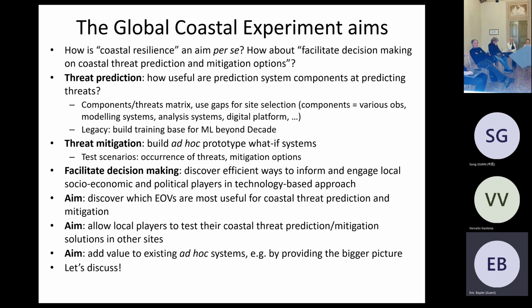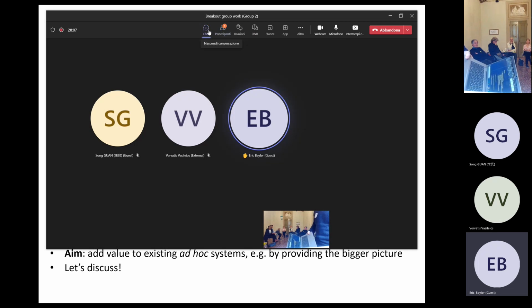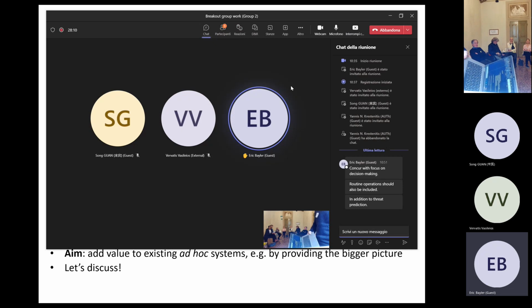This is Eric Baylor speaking. A couple quick comments. I concur with the focus on decision making, and as we talk in terms of coastal resilience, it needs to be broader from my perspective than just the threats, because there's routine operations that are associated with coastal resilience as well, and that requires the routine predictive capabilities, both modeling and the observation, that entire value chain.